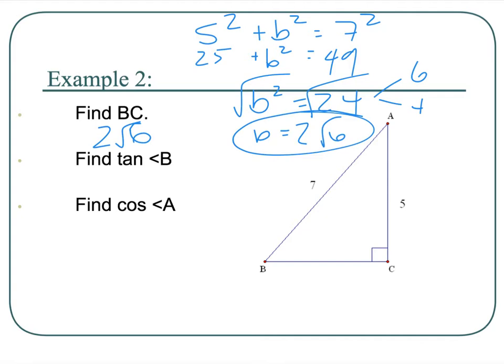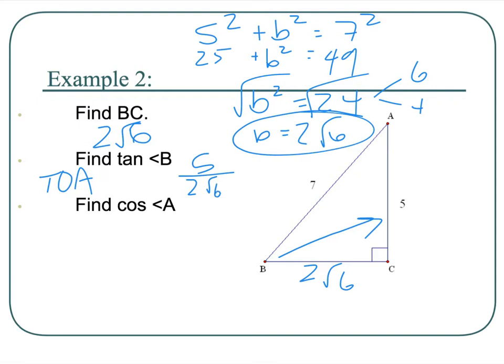Next one. All right, let's go. So if it's tangent, we've got TOA, right? I'm going to jot that down so I remember. After a while, you won't need to do that necessarily, but we'll do that for now. So my opposite of angle B is 5, and my adjacent of angle B is 2 root 6.